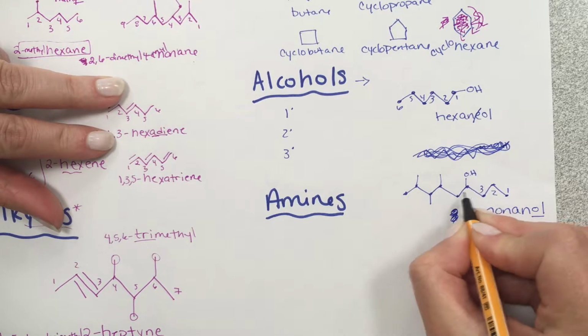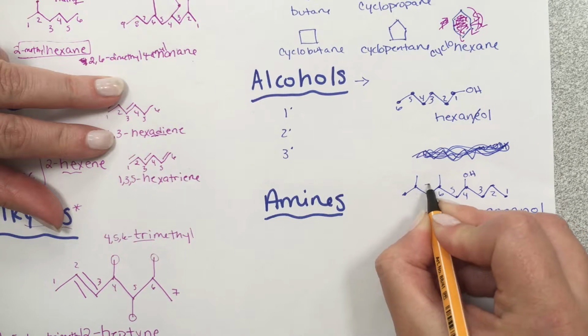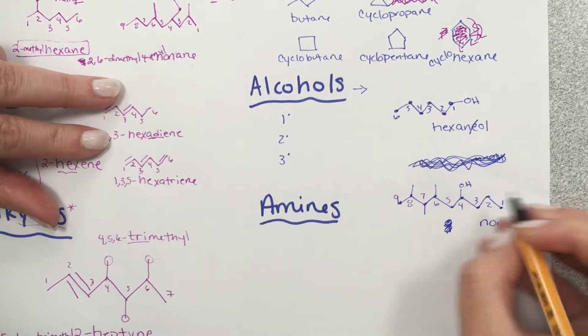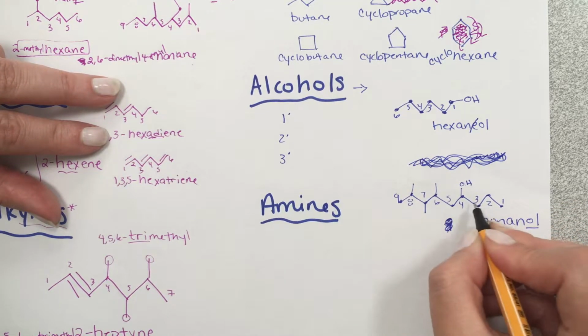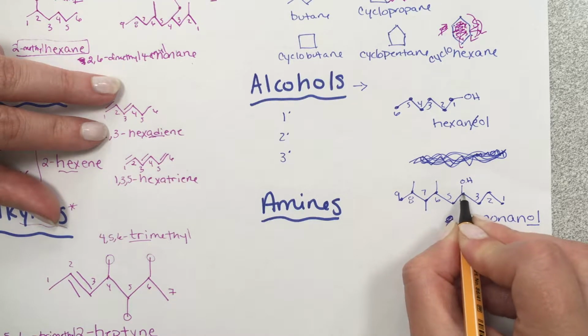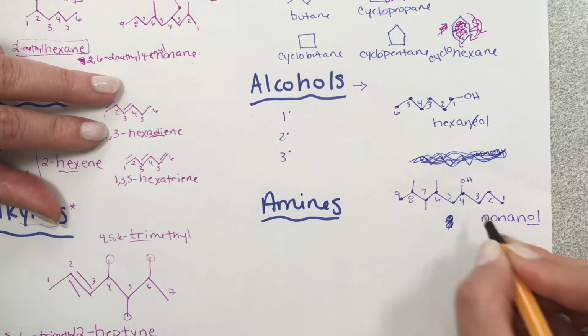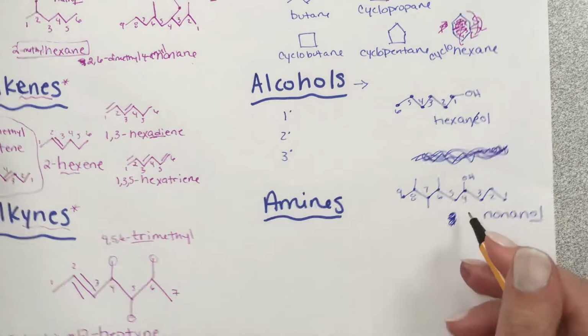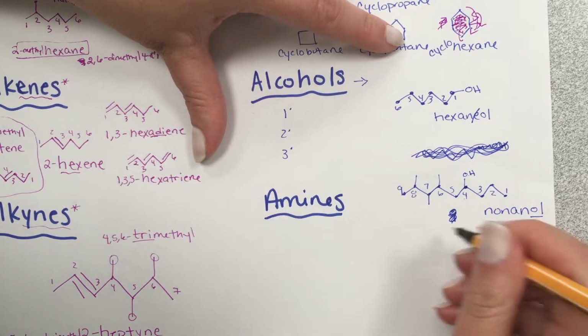1, 2, 3, 4, 5, 6, 7, 8, 9. And we have to number it right to left because if we were to number it from left to right, 1, 2, 3, 4, 5, 6, the alcohol would be considered on the 6th carbon, and that's higher than 4. So that's why we had to number right to left.